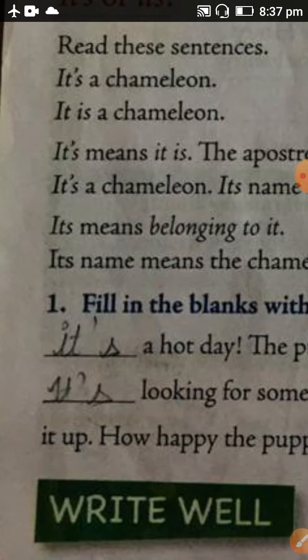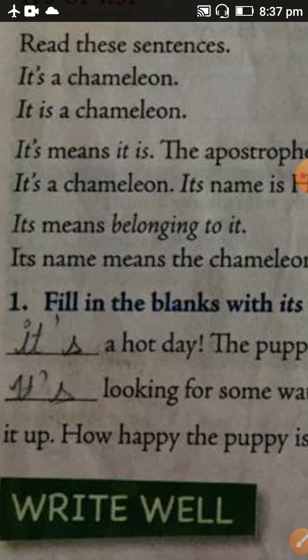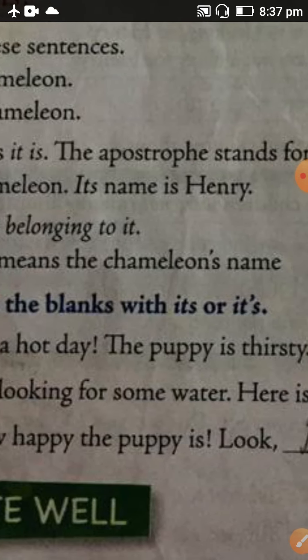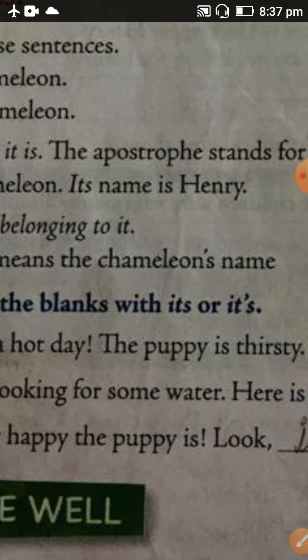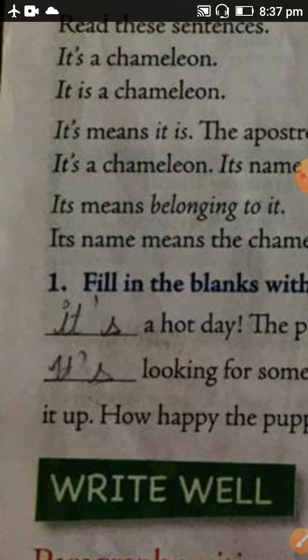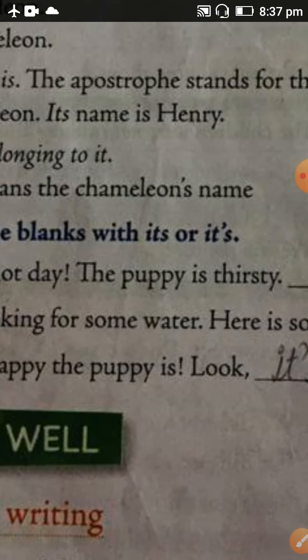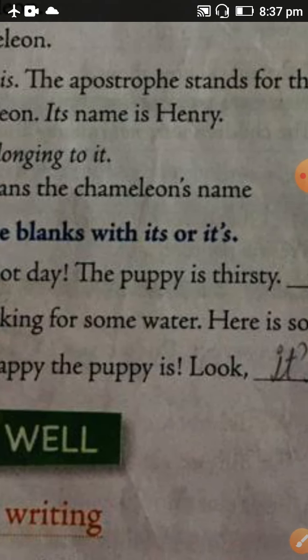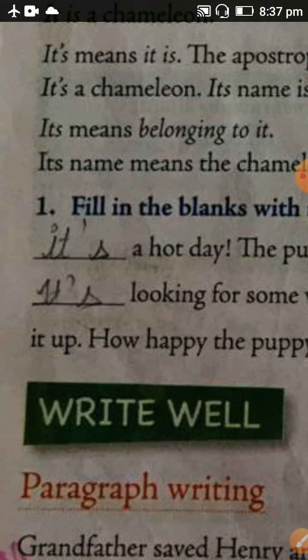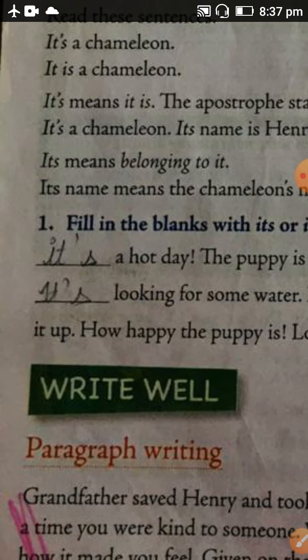Understood? And it's a chameleon means its name is Henry. Here you can see its means belonging to it, means its name, the chameleon's name. So whenever we say that it is very hot today, instead of writing it is, we can write it apostrophe s, right?